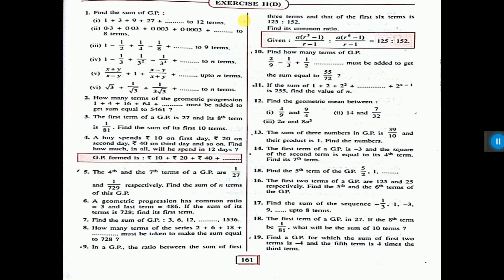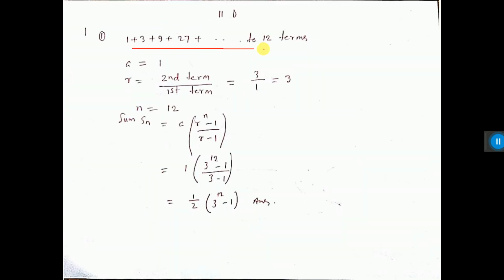These are the sums, you can take a screenshot. I am going to solve these sums from the beginning. See the sum: find the sum of the GP 1, 3, 9, 27, total 12 terms we have to add.